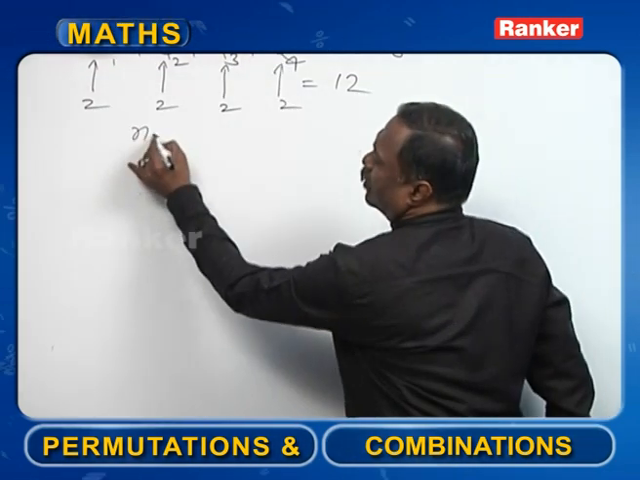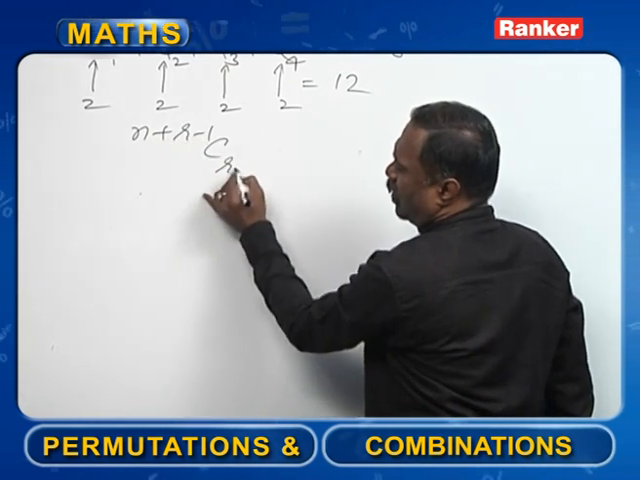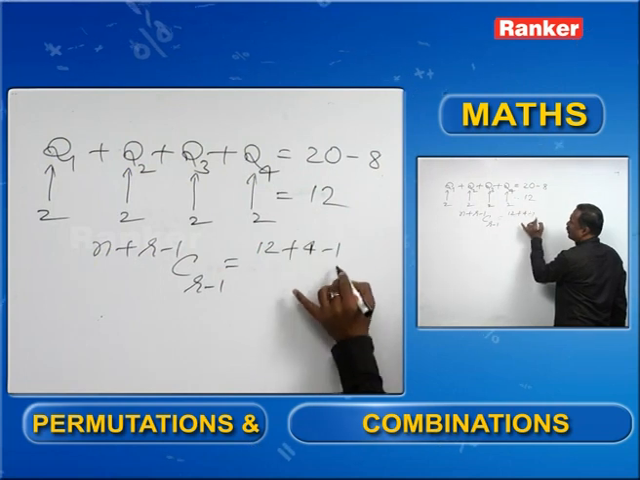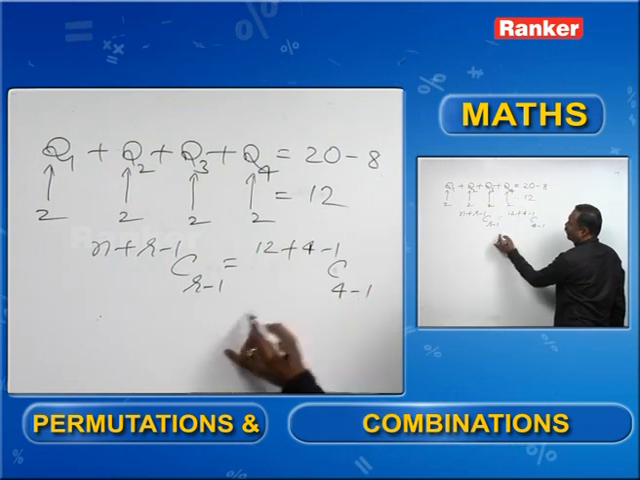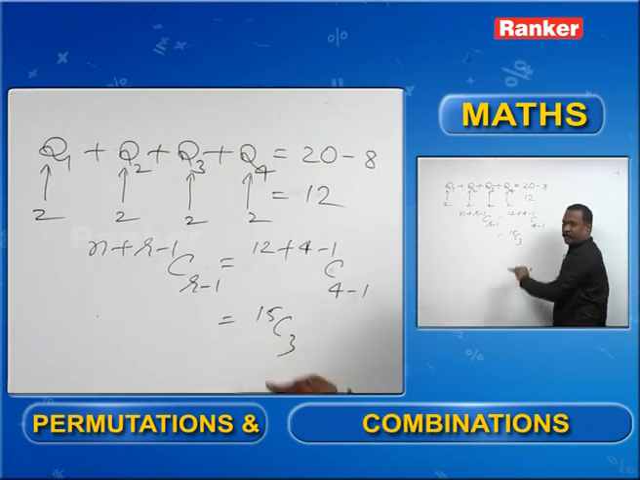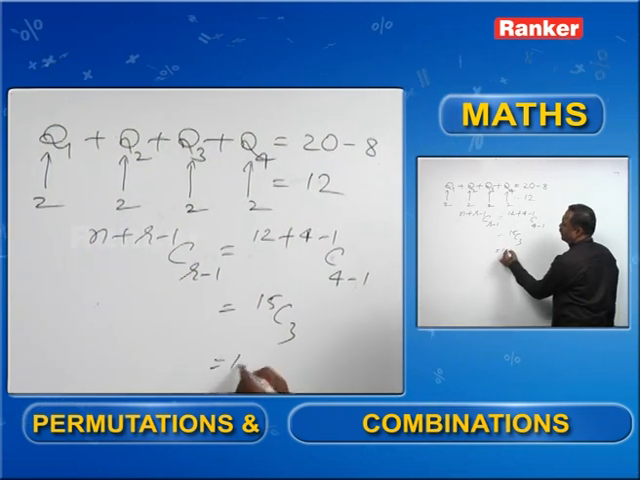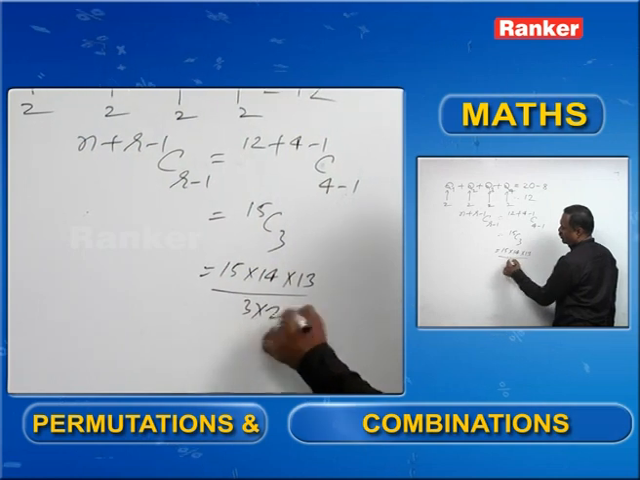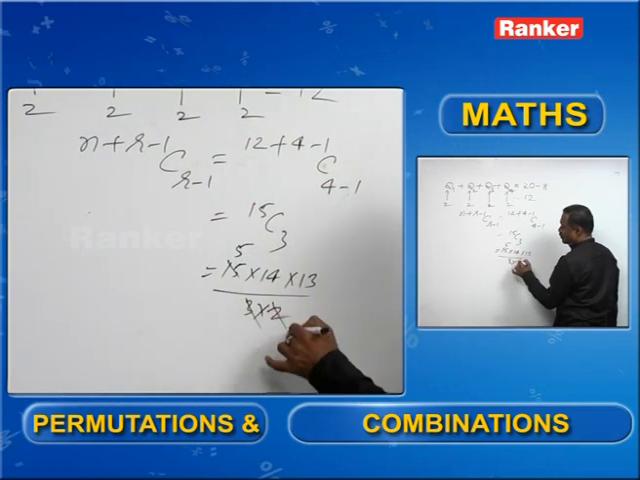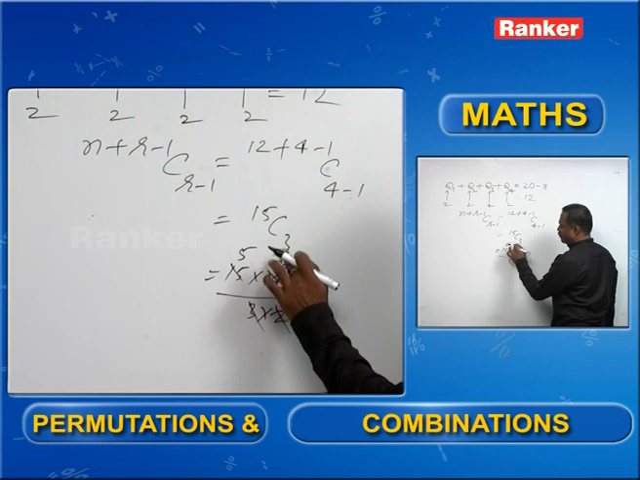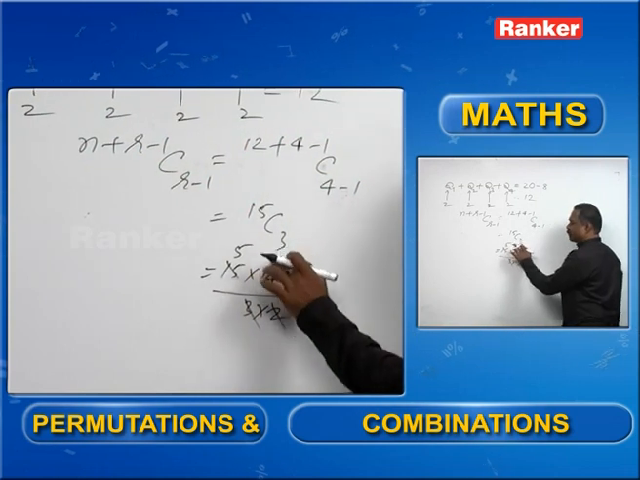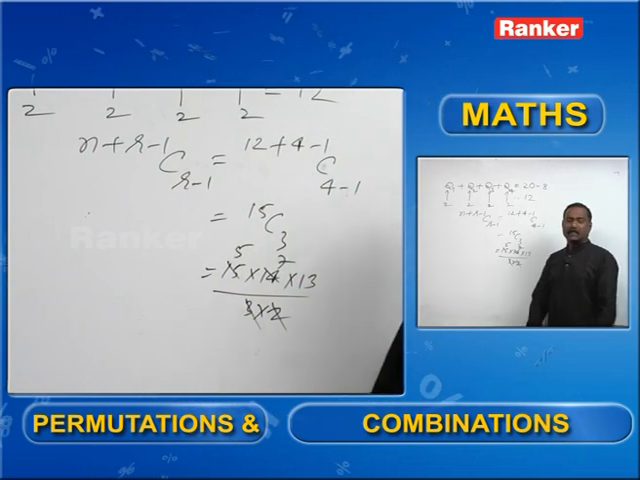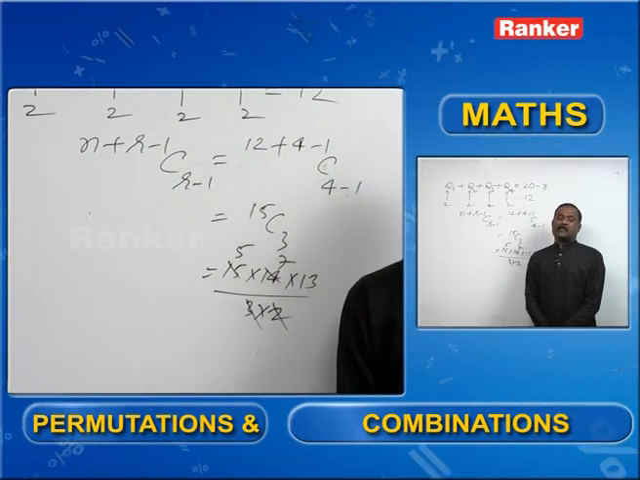So here also it is n plus r minus 1 C r minus 1, which is nothing but 12 plus 4 minus 1 C 4 minus 1, which is 15 C 3. What is 15 C 3? 15 into 14 into 13 over 3 into 2, it is 5, it is 7. If you simplify, you will get the answer. You can count it. Similarly, the next problem, please.